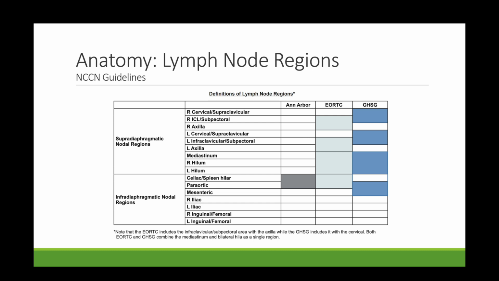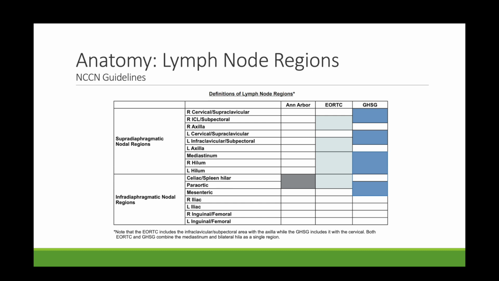I think it's kind of confusing because different study groups have different systems for the anatomical grouping of lymph node regions. And so Ann Arbor's system, for example, all of the different supradiaphragmatic and infradiaphragmatic nodal regions are listed here in this table from NCCN. The biggest difference among the groups is that the EORTC and the German Hodgkin study group group the supradiaphragmatic nodal regions a little bit differently.